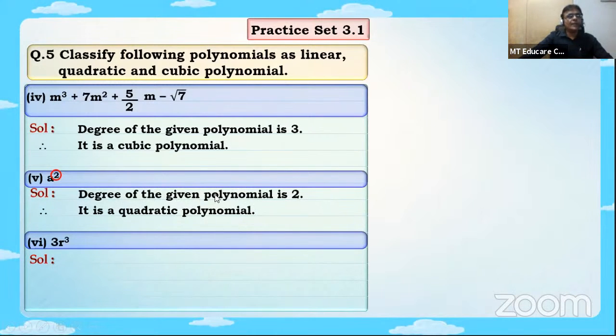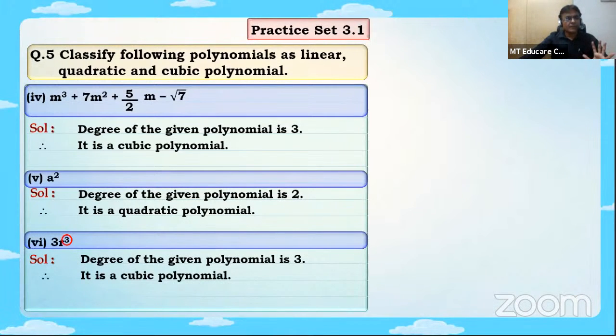So do we have to write degree 2? Yes, we have to write. Otherwise, who said it is quadratic? Degree 2, therefore it is quadratic. Degree 3, therefore it is cubic. Look at the third one. Degree is 3. Degree 3, therefore it is your cubic. Simple. One mark in pocket.